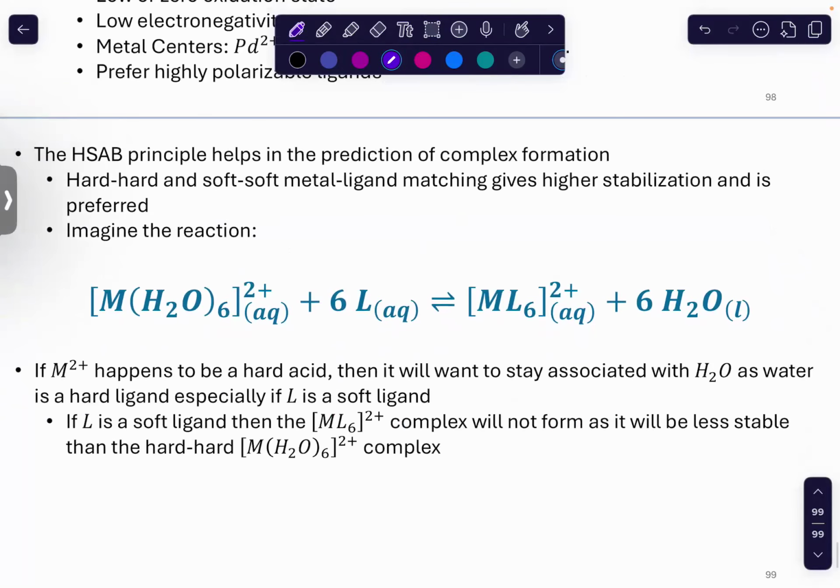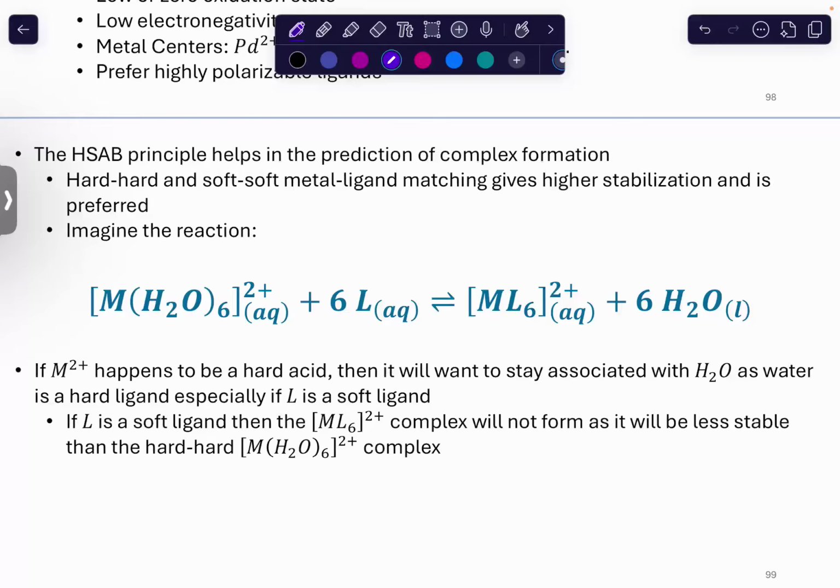The book put it like this: the HSAB, the hard soft acid base principle, helps in the prediction of complex formation. Hard soft metal-ligand matching gives higher stabilization, so it's preferred. So here we have a reaction. If your metal cation is a hard acid, then it will want to associate with water, as that's a hard ligand. Especially if your L is a soft ligand, you're going to keep your aquated cation instead of forming the ML6 complex.